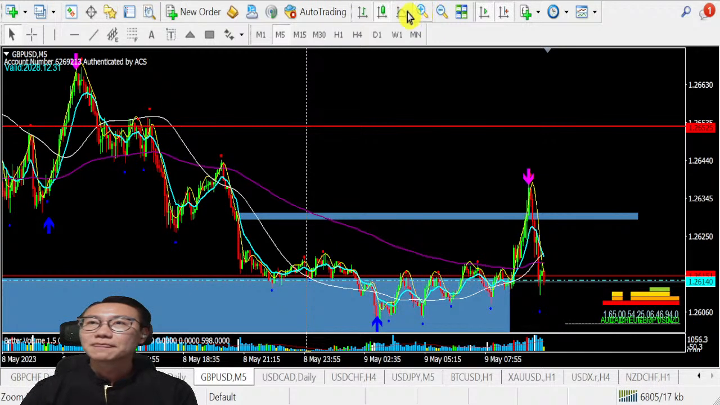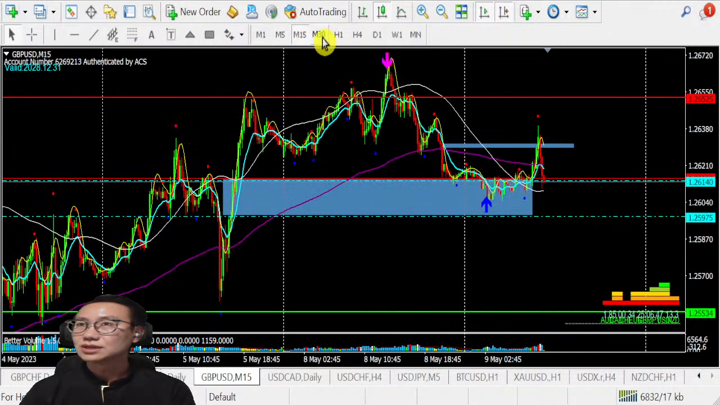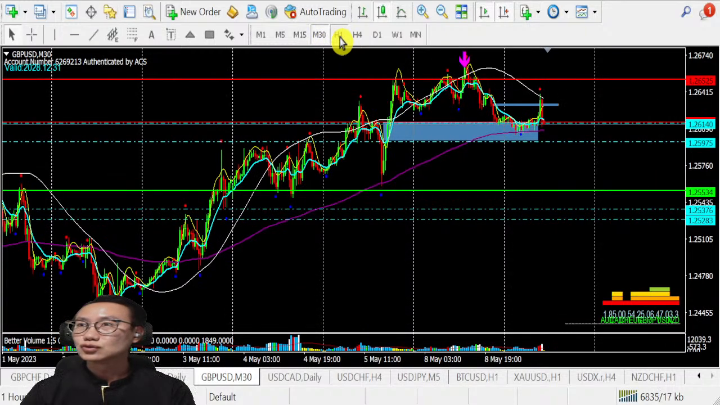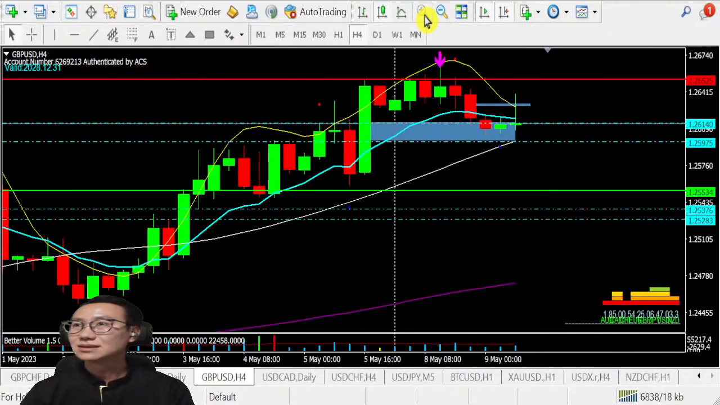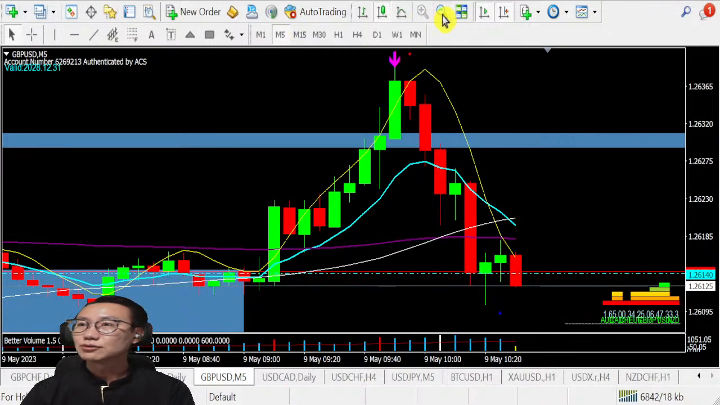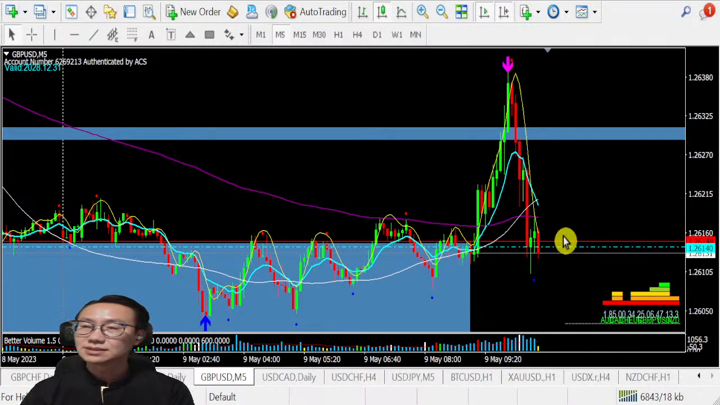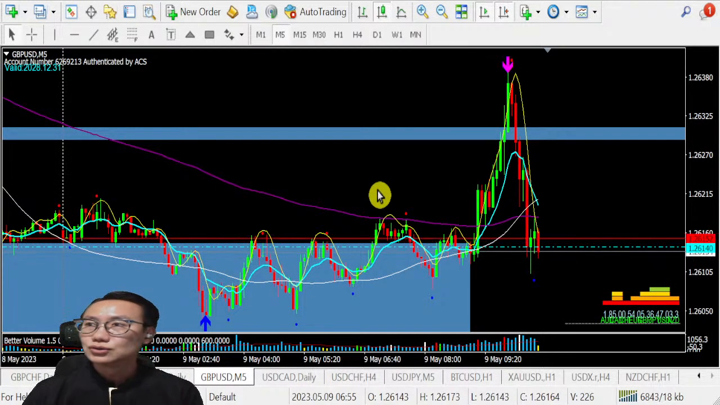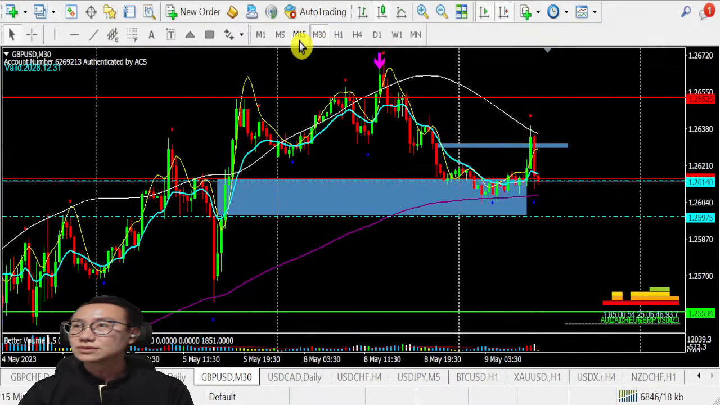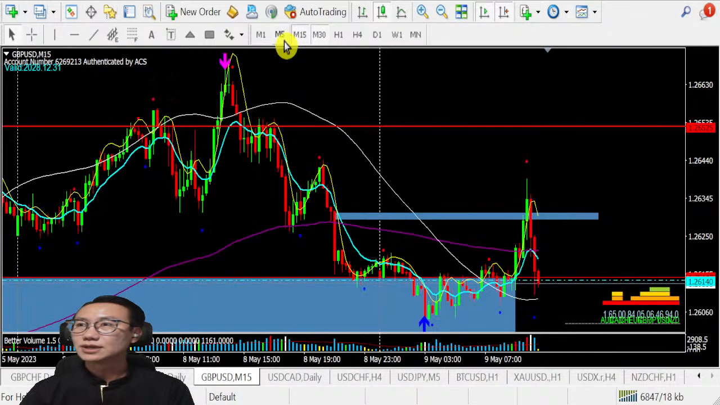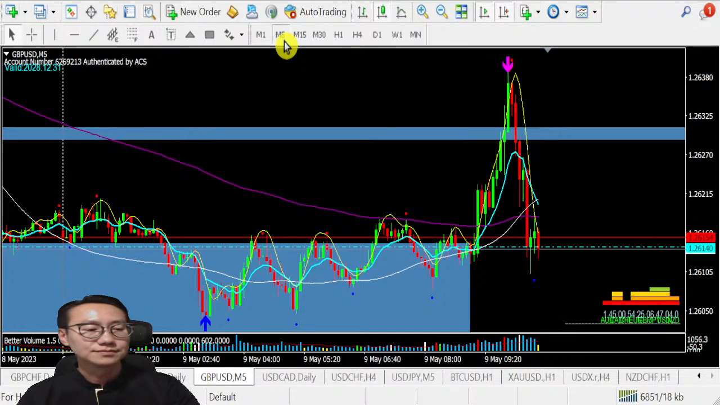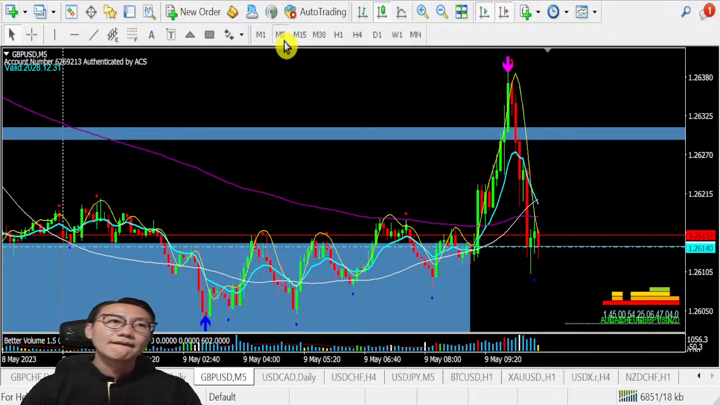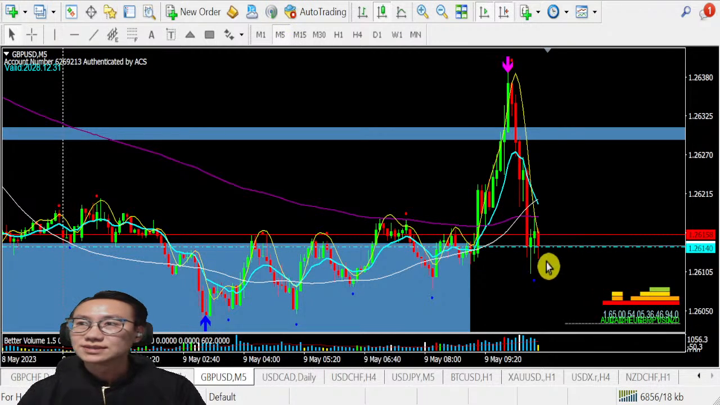So for pound dollar right now, it looks like it's good to go for a selling. Pound dollar is creating another lower high here. So it looks good. It looks like it's good for selling.